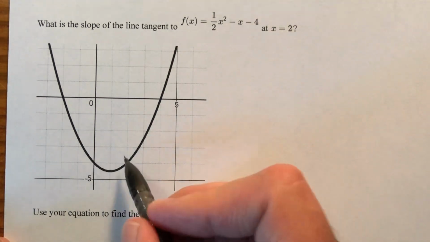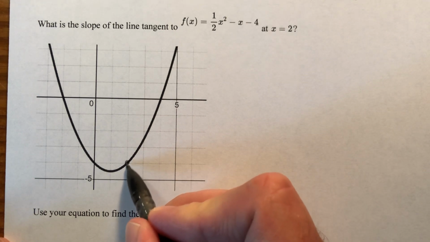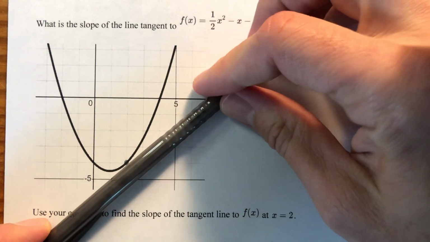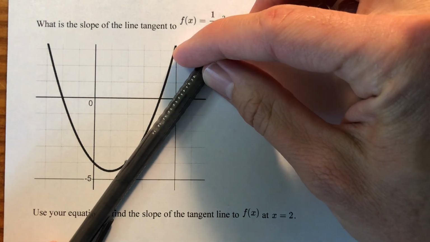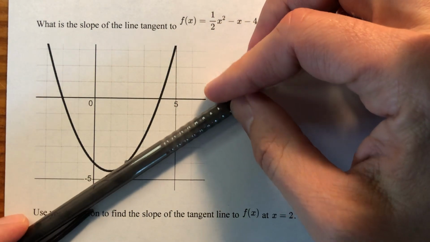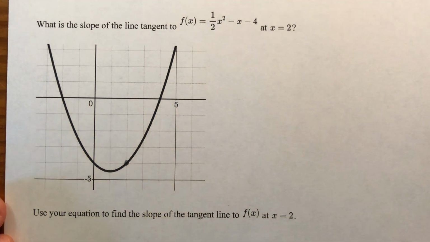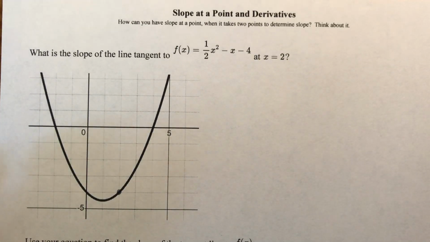So at x equals 2, we're right here. And we would say that the slope is positive, but is the slope this, or is the slope that, or is the slope this? We don't know what it is. So things are about to get very strange and abstract, but it's going to start coming together.